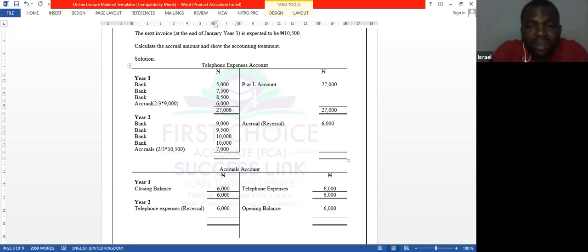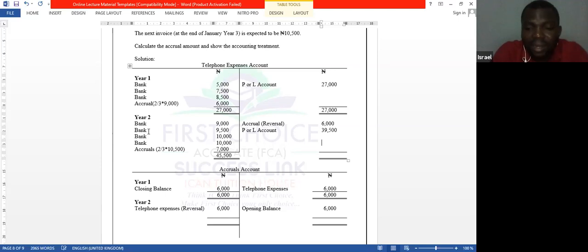If that is 7,000, addition of all this together gives us a total of 45,500. Then the credit side is giving us 6,000, so we need to balance it. How do you balance it? The balance is written to profit or loss account. Please don't forget, because the end year is written to profit or loss account. So 45,500 minus 6,000 will give us 39,500.